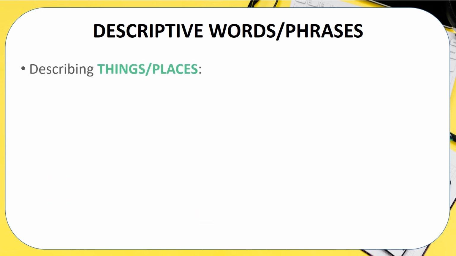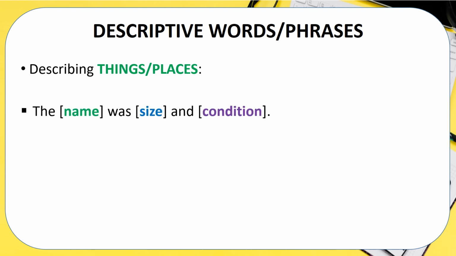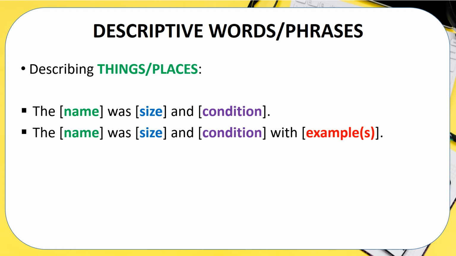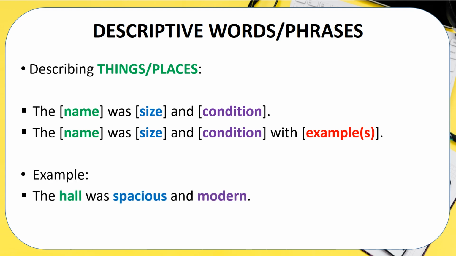Next, we describe things or places. The easier way is like this. The whatever it is was the size and the condition. The more complicated way is the same thing and then you give an example at the end. Let's look at examples. All right. The hall was spacious, size, spacious, luas, and modern, condition, modern.